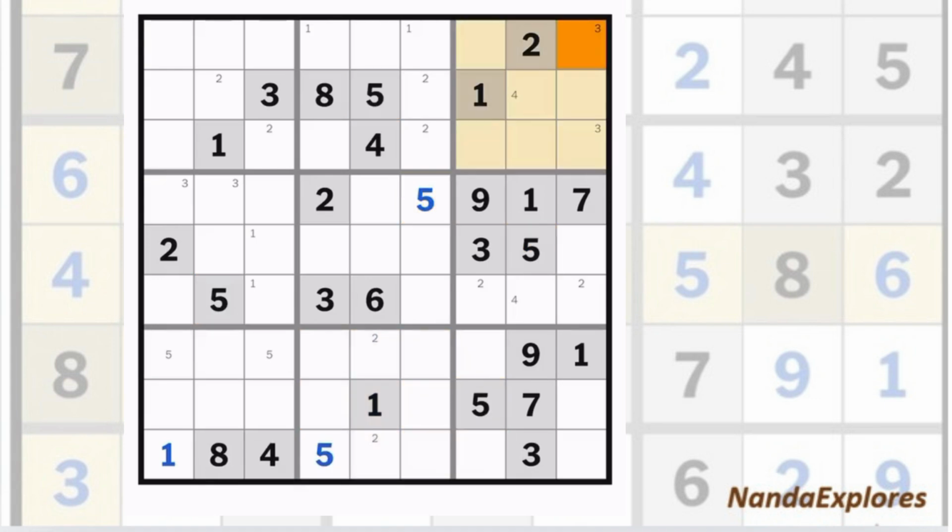So here also we get 2 cells where 5 is a likely candidate. Okay, now we go to 6. So here we get a cell where 6 is unique. So here we get 2 cells in this block where 6 is a likely candidate. And here we get 2 cells again in this block where 6 is a likely candidate.